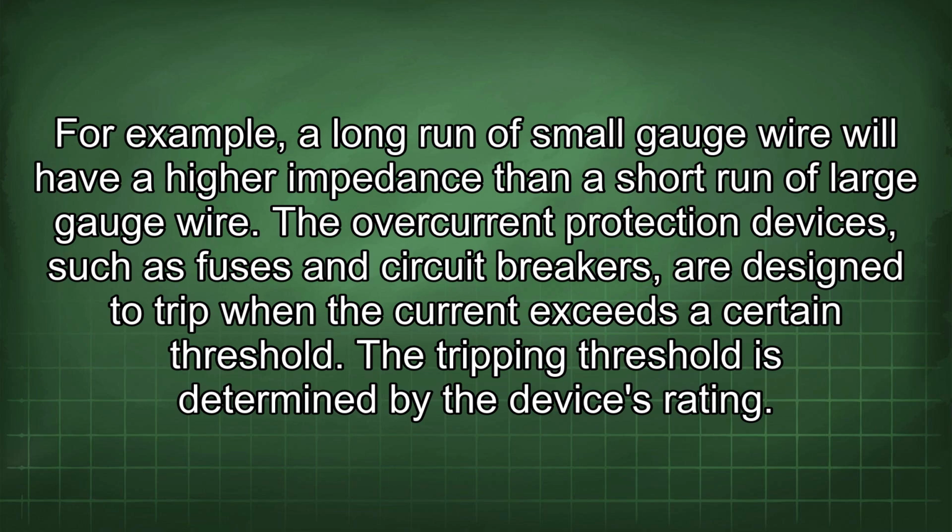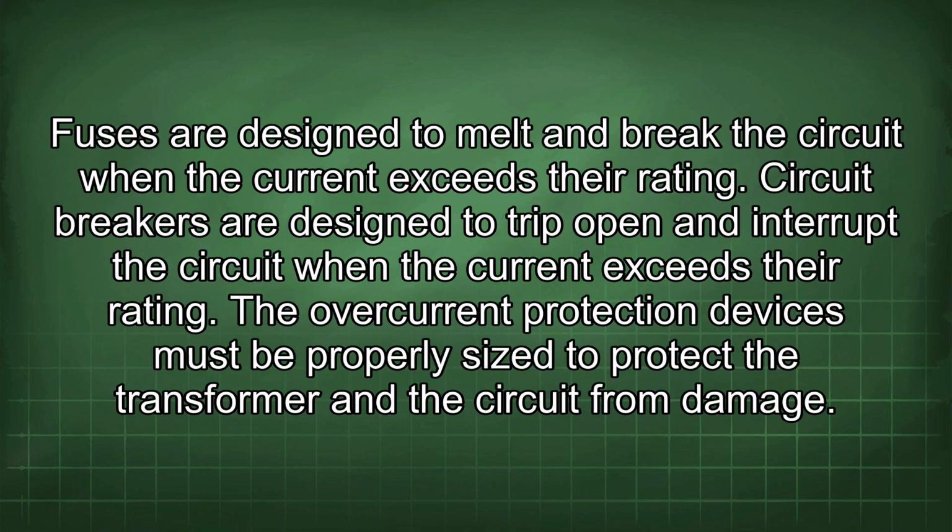The overcurrent protection devices, such as fuses and circuit breakers, are designed to trip when the current exceeds a certain threshold. The tripping threshold is determined by the device's rating. Fuses are designed to melt and break the circuit when the current exceeds their rating. Circuit breakers are designed to trip open and interrupt the circuit when the current exceeds their rating. The overcurrent protection devices must be properly sized to protect the transformer and the circuit from damage.